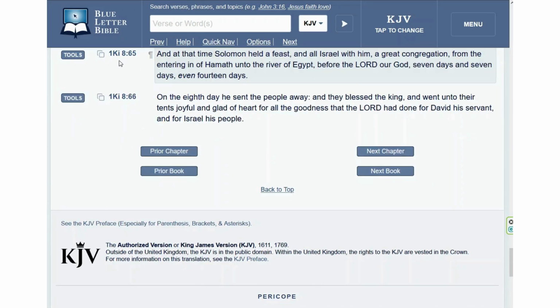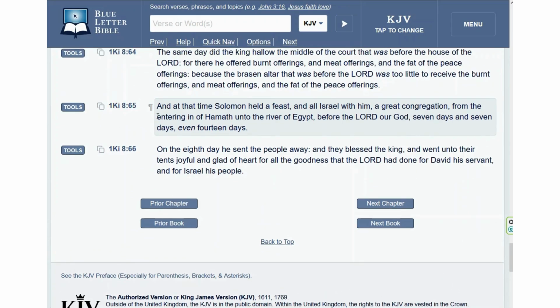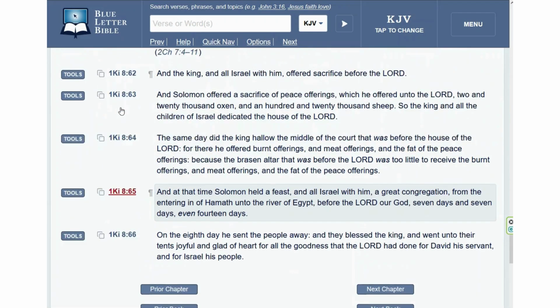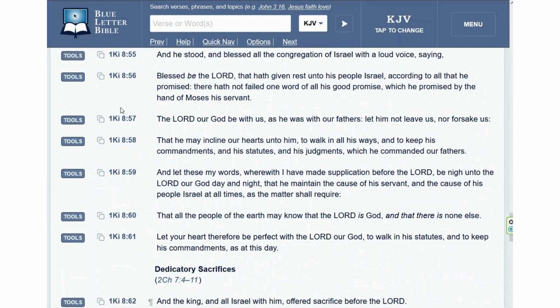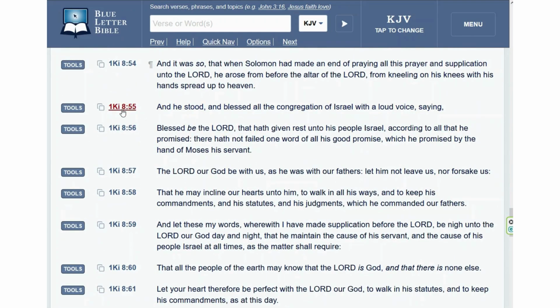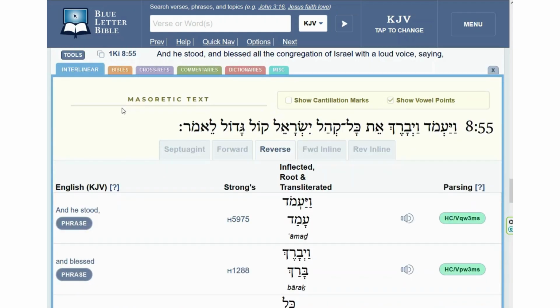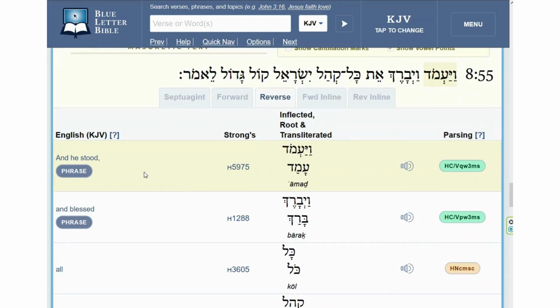In order to see the source text, you click once more, because it took me to 1 Kings chapter 8, and it's highlighted the verse. Sorry, I want 8:55. And so here we are, and I have to click on it again, and a new screen pops up in this program for Blue Letter. I want you to see at first that it's showing us Hebrew. And as you can see, it's matched up what was translated in English to the Hebrew word itself.